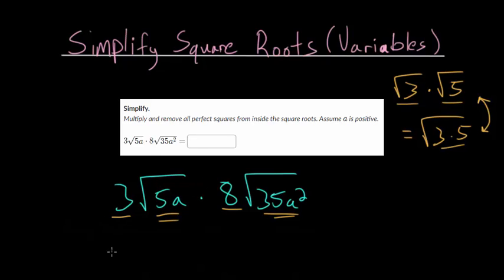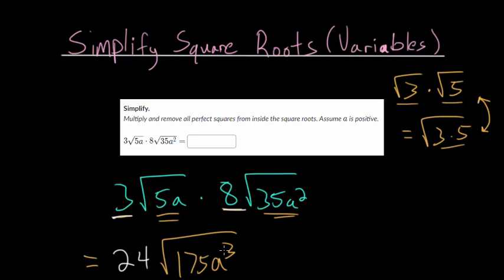So we're going to combine the outside terms first. I'll do that in white. So 3 times 8 makes 24. And then we want to combine the inside terms. So we still have the square root, but we have 5a times 35a squared. So we at least know we have an a cubed, and 5 times 30 would be 150. 5 times 5 is 25. 150 and 25 make 175.